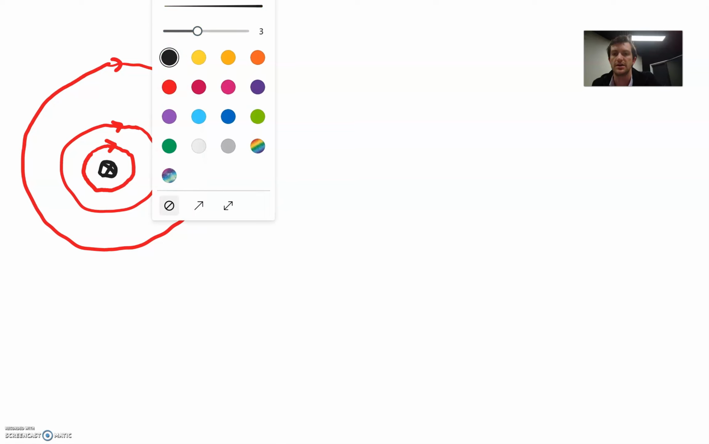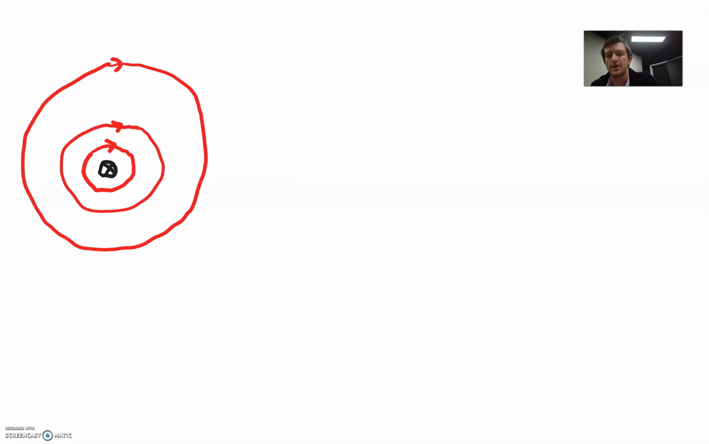Choosing my color, I'll go green. There we go. I might look at this point here. Let's call this point A. This point here, we'll call that point B. And maybe, just to be a bit complicated, that point over there, we'll call that point C.